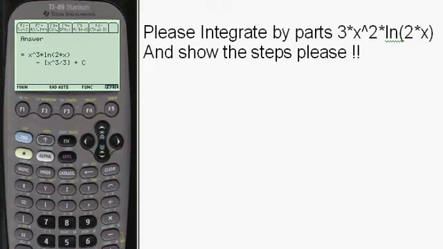And this is pretty simple, downright simple. If you know it, nothing's simple if you don't memorize it and work with it all the time like I do every day. And so the answer is x cubed times log of 2x minus x cubed divided by 3 plus c. Pretty neat, huh?